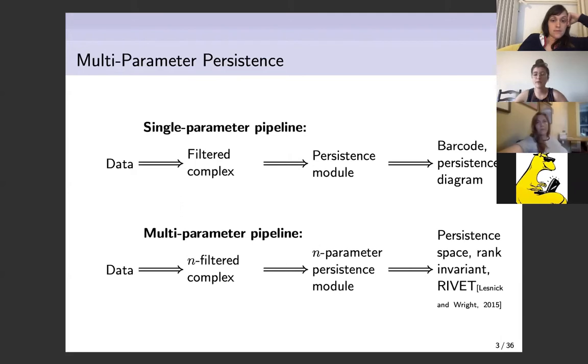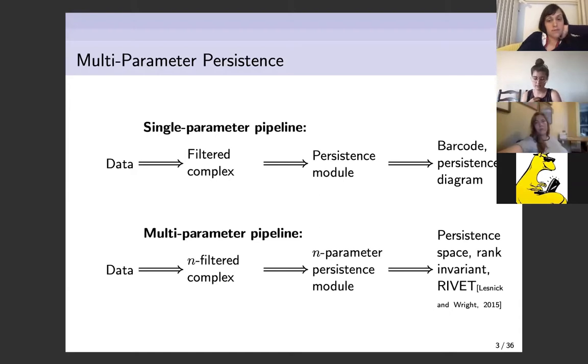The pipeline goes in the same way. We start with the data and we obtain this time an n-filtered complex and the corresponding n-parameter persistence module. In this case, the output we will be looking at would be a persistence space, which is the higher dimensional analog of the persistence diagram, or the rank invariant. It is more difficult to compute n-parameter persistence than one-parameter persistence, and the rank invariant and the persistence space are really summaries of the data set.